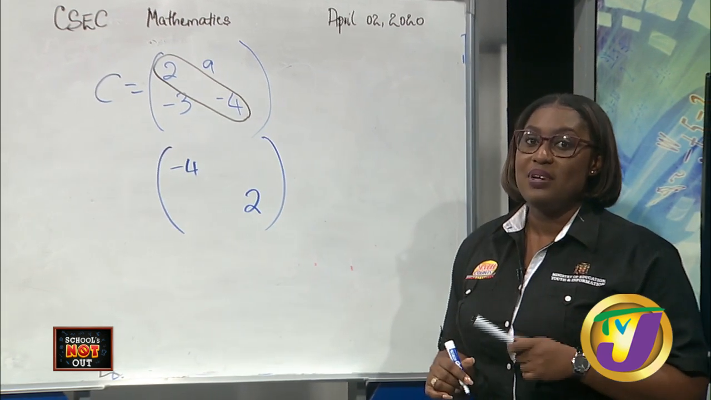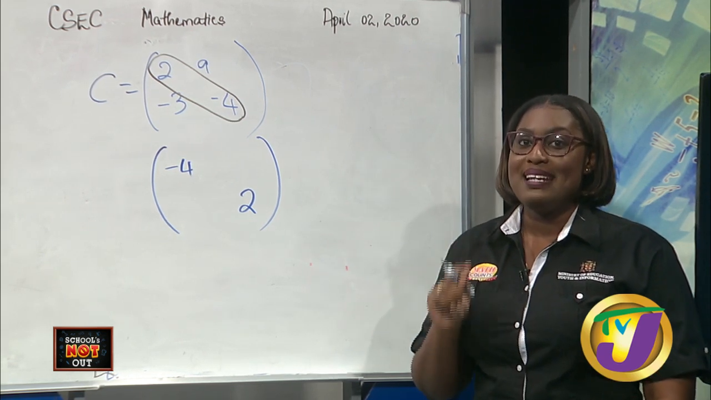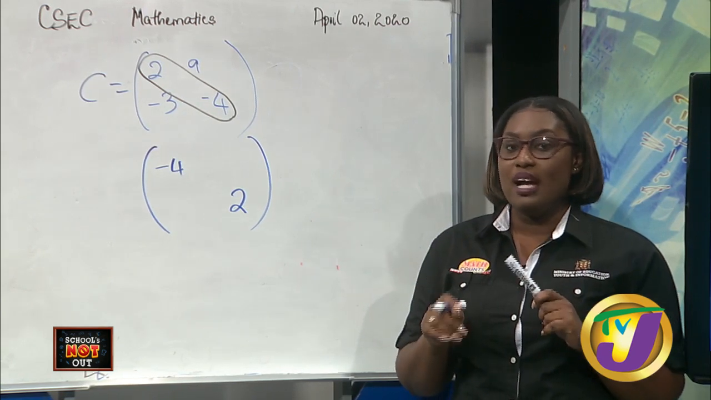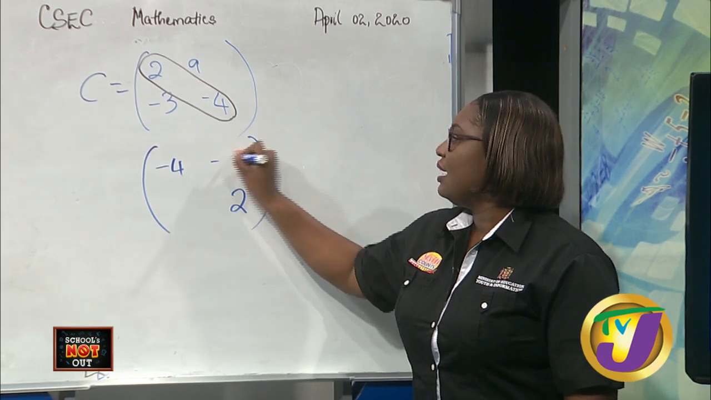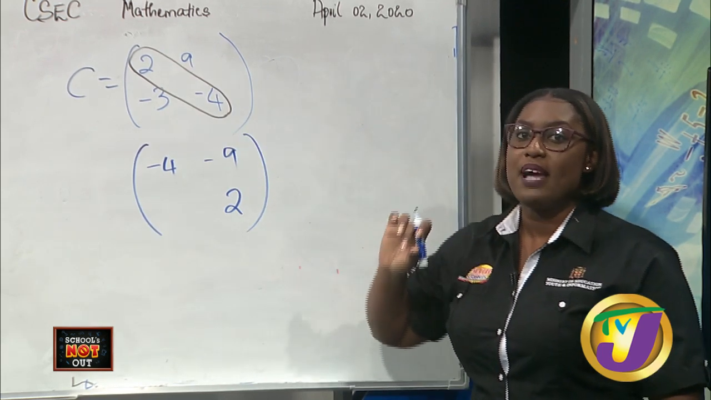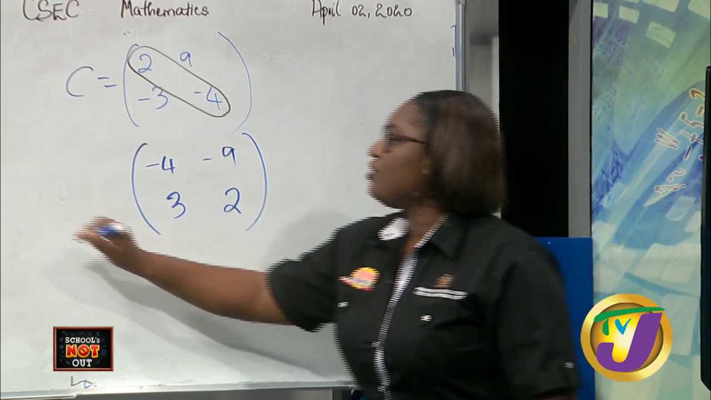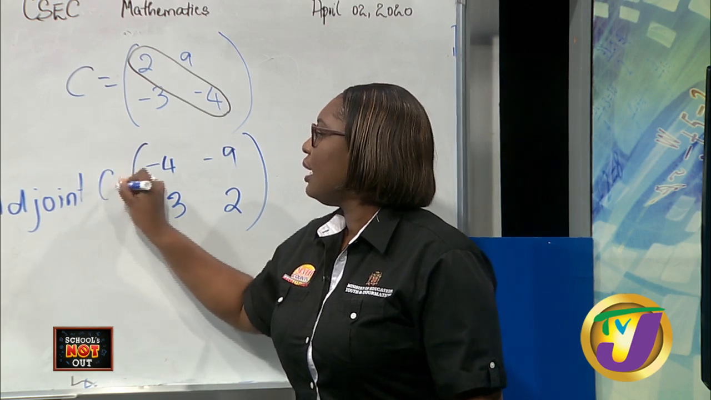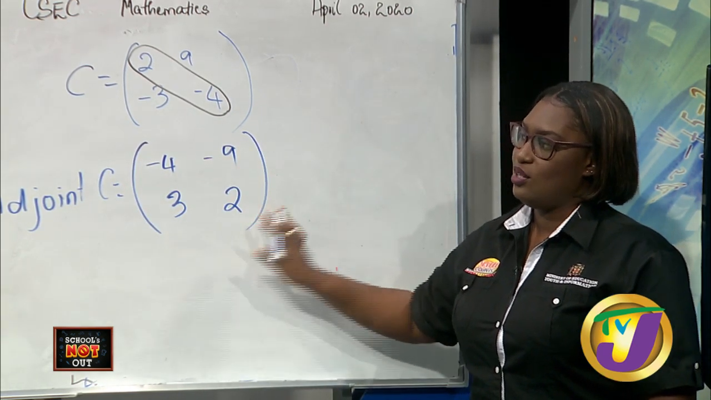The second thing that we said is that we're going to multiply the elements on our non-leading diagonal by -1. Again, we're just multiplying by -1, nothing more. So it is 9 multiplied by -1, which would give me -9. And -3 multiplied by -1, which would simply give me positive 3. So the adjoint of matrix C is simply -4, -9, 3, and 2.